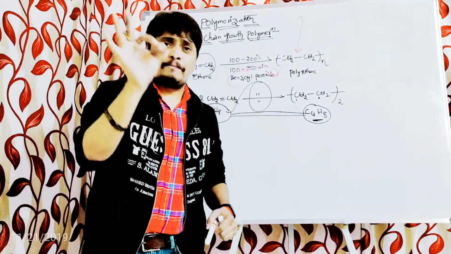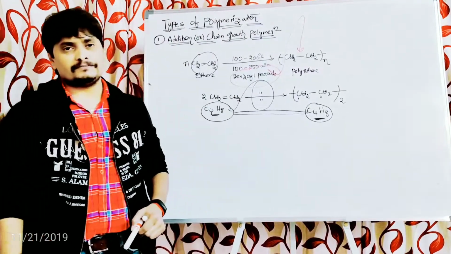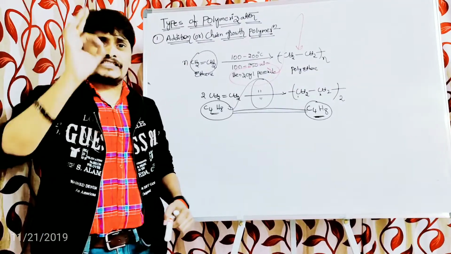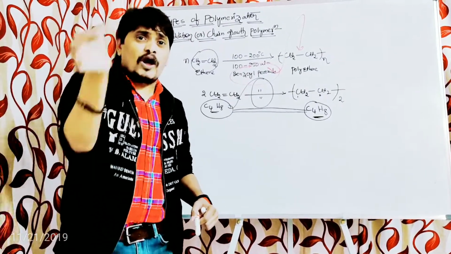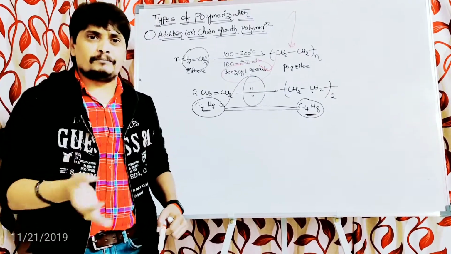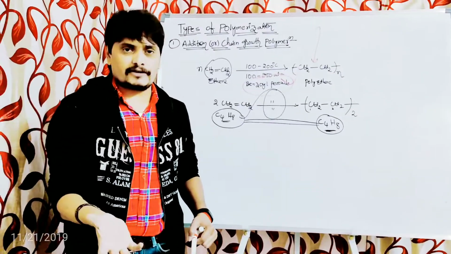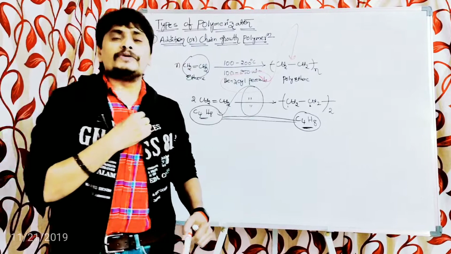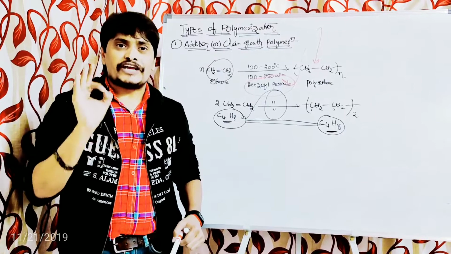Now, what is the mechanism involved in addition or chain growth polymerization? That is, what is the role of the reactant ethene? What is the role of benzoyl peroxide, which is the reagent? And how is the benzoyl peroxide converting the reactant ethene to polyethylene? Everything becomes crystal clear if you write the mechanism of it. So in the next video, I'm going to discuss that only, the mechanism involved in addition or chain growth polymerization.